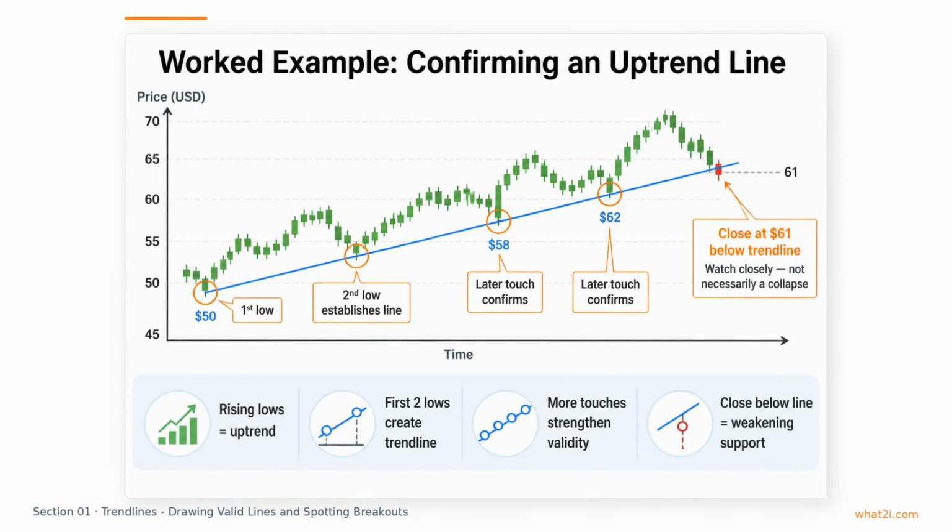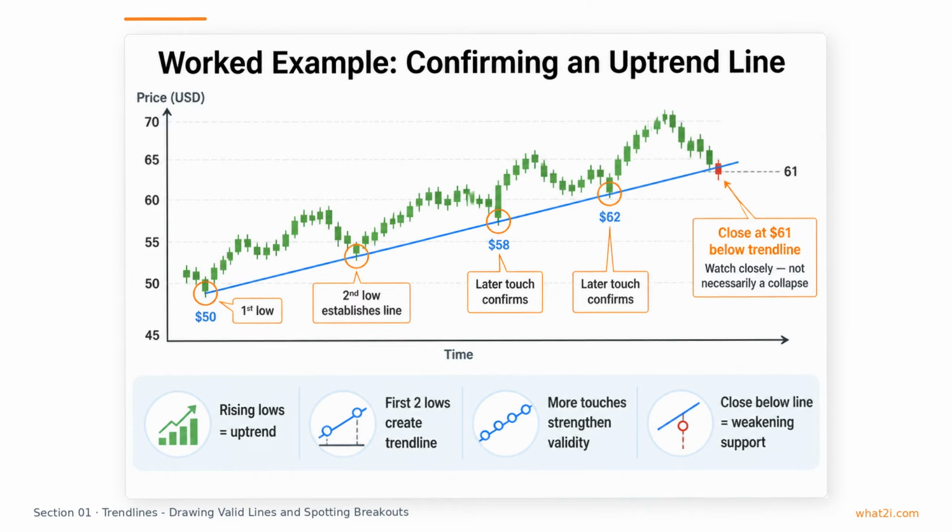Let's make this more concrete with a simple example. Imagine a stock forms rising lows at 50, then 53, then later near 58 and 62. The first two lows allow you to draw an uptrend line, and the later touches give that line more credibility because price continues to respect it. Those repeated reactions suggest buyers are still stepping in along the same rising path.